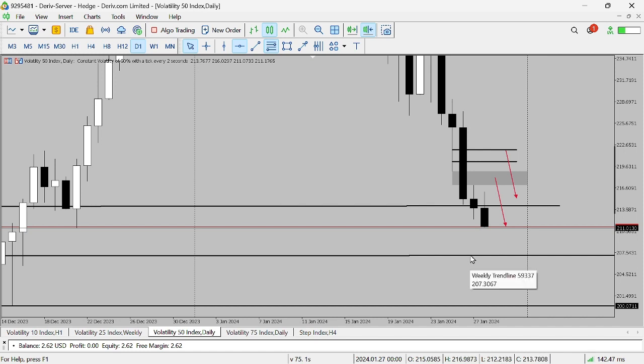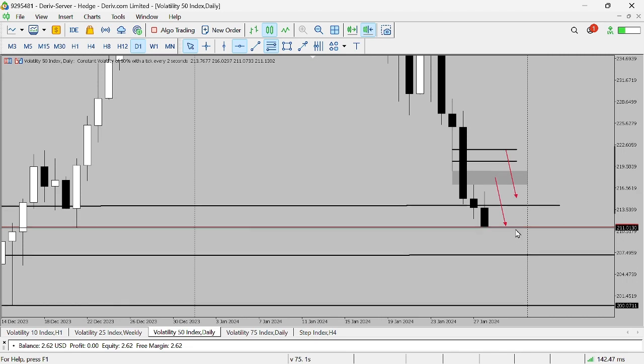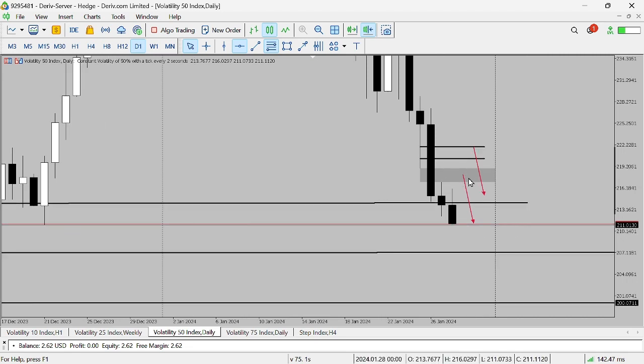Price can just decide to blow through everything without coming here. But basically, I would like to enter from here and hold it all the way here. If you are going to use the swing trading strategy, you can sell from 50% of this fair value gap and place the stop loss here.